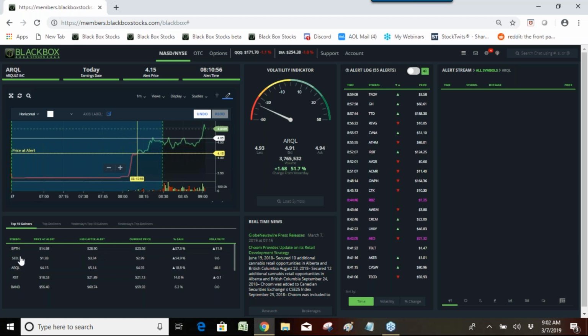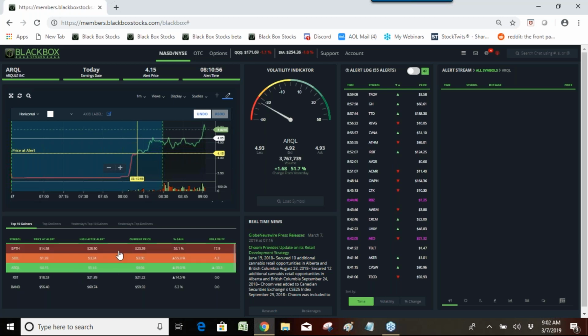SEAL back under 3. ARQL, so, you know, it went over 5 real quick and didn't like the 5s. We'll see if it goes back.